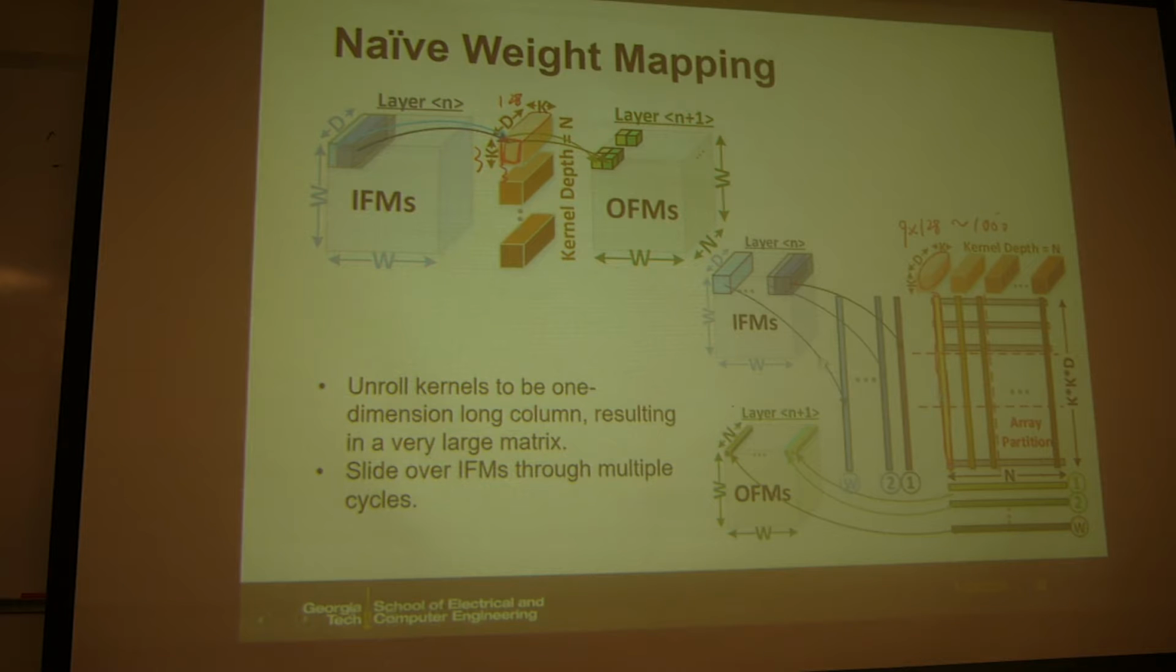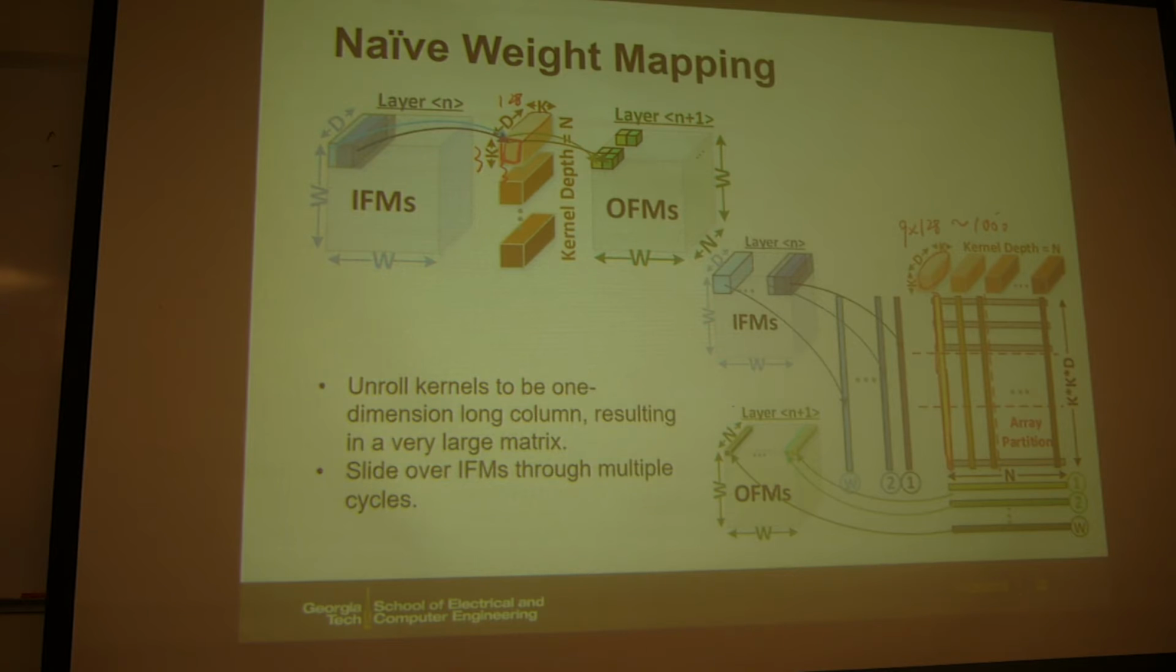Of course, this is a very large matrix if you do this kind of unroll. For typical convolution layers, if you unroll that, it can be like 1000 by 1000 matrix size for that memory array. So it's very large.